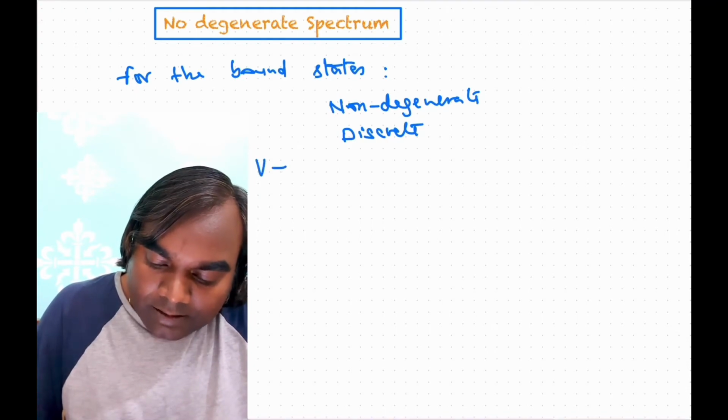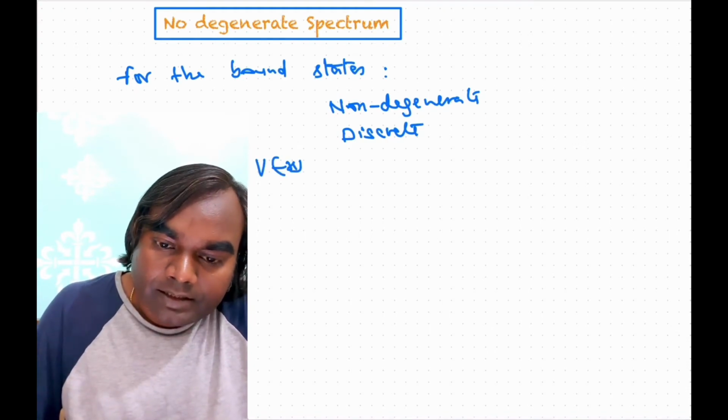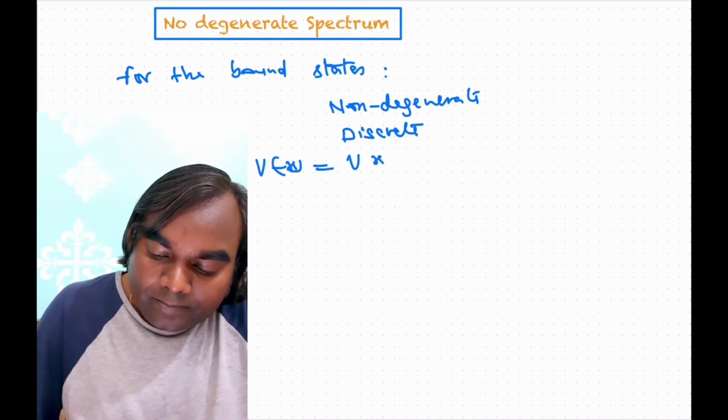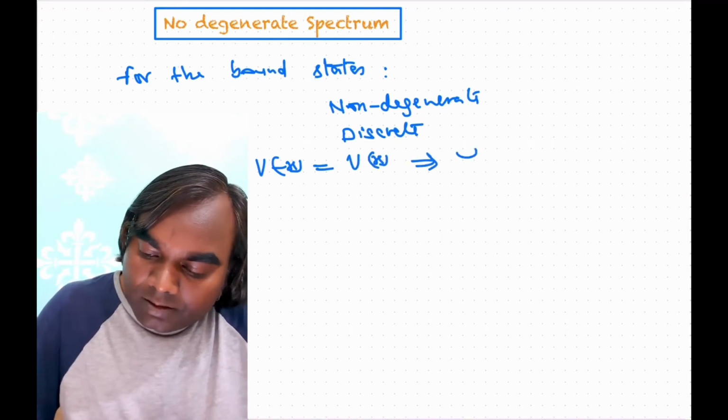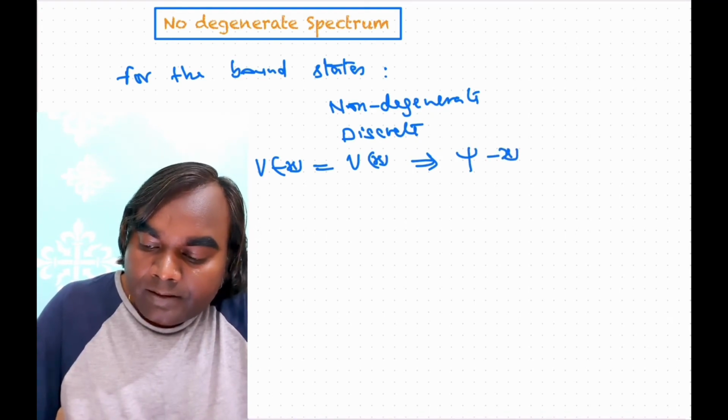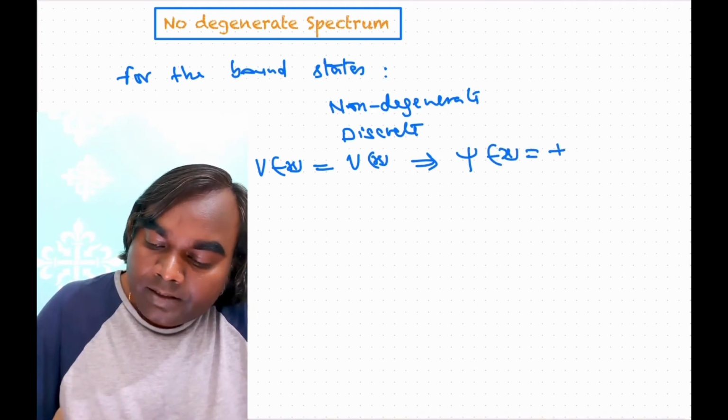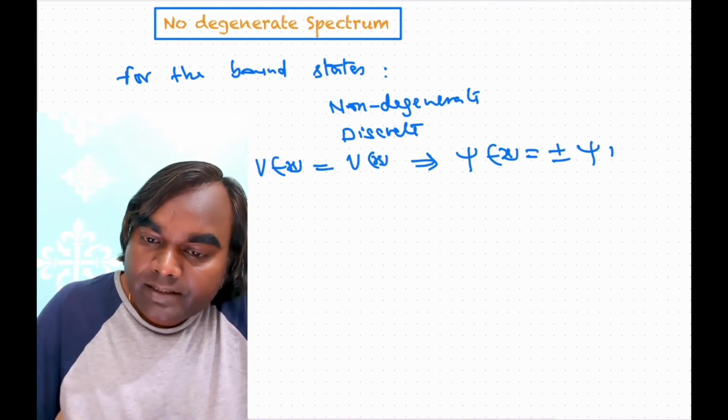and in this case the potential is called symmetric, that is, the wave function is finite.